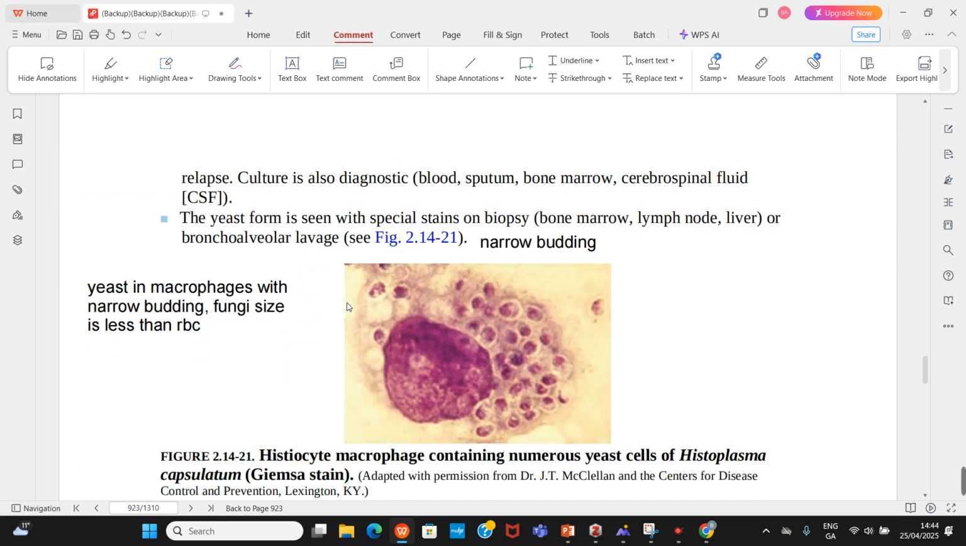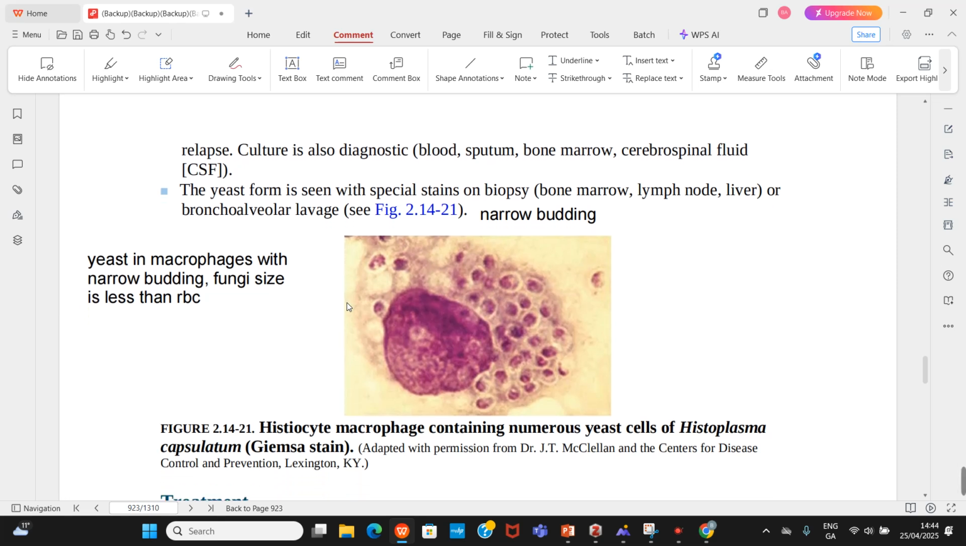And sometimes you can do staining of any sample that you have obtained. Probably you obtain it from a bone marrow, from a lymph node biopsy, or from a liver sample, or even from a bronchoalveolar lavage. You can stain it, fungal staining, silver stain. And what do we expect to see? We expect to see the yeast in the macrophage.